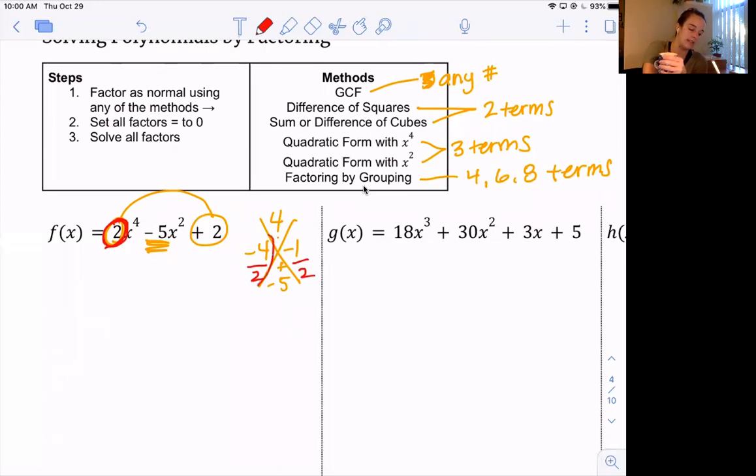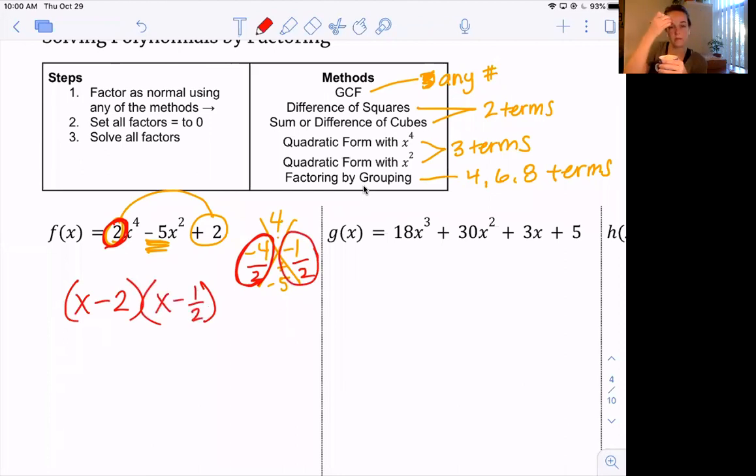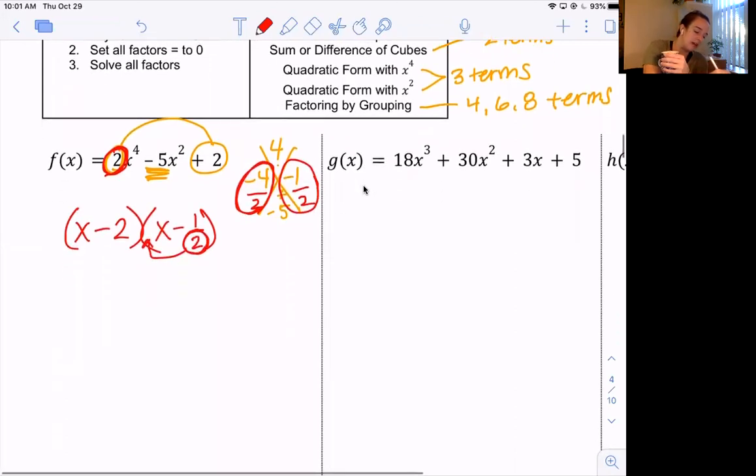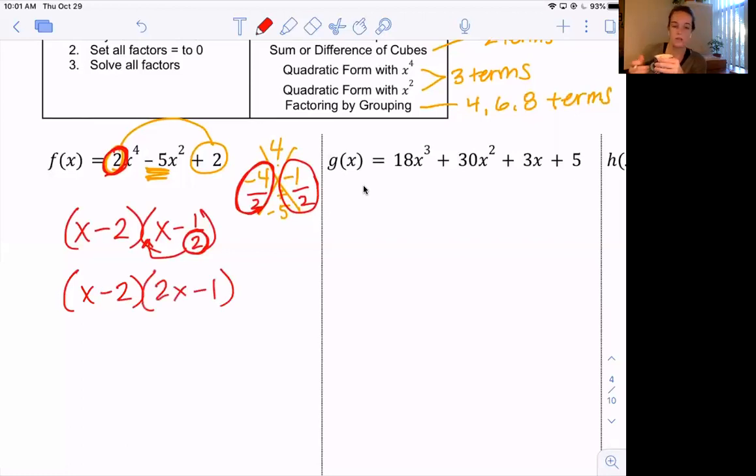So I'm going to go ahead and simplify here. -4 divided by 2 will be -2. So I have x minus 2. And then here, 1 over 2 does not simplify, so x minus 1 over 2. I don't want any denominators, so I'm going to move the 2 up here. So I'm going to have x minus 2 times 2x minus 1. But don't forget, since this was x to the 4th, this is technically x squared. X squared, x squared, x squared.